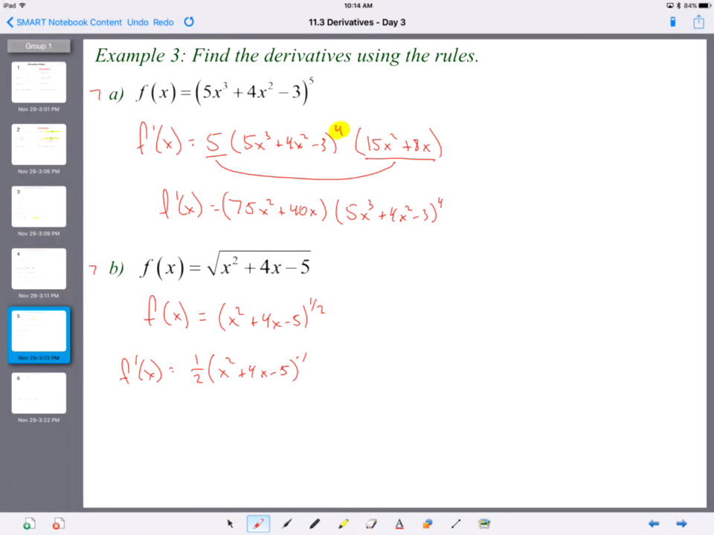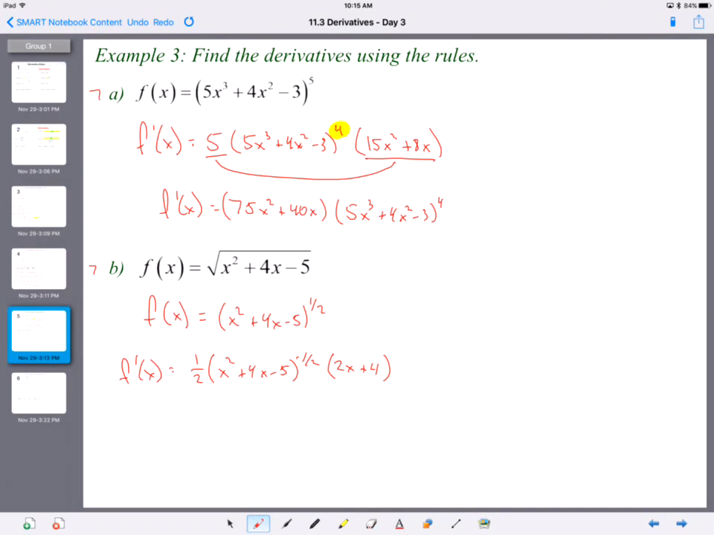So this is negative 1/2. Then we take the derivative. Well, the derivative of x squared is 2x. The derivative of 4x is just plus 4. And then the derivative of negative 5 is 0. So similar to what we had up there, and we'll do the same thing.